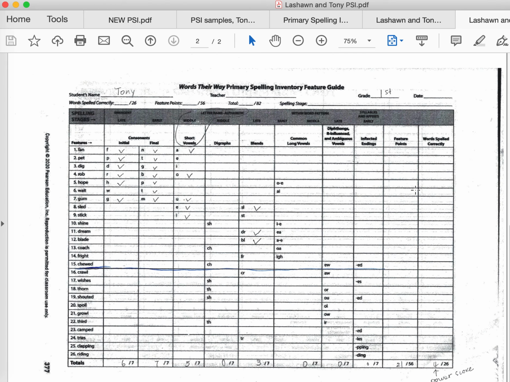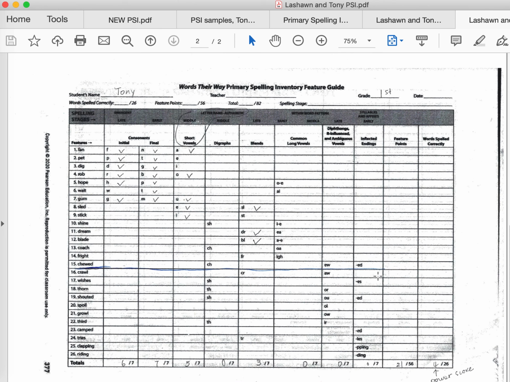Tony did not spell any digraph correctly, spelled 3 blanks correctly, and because he only attempted 15 words, he attempted the OE and the AI common long vowel spellings, but did not spell them correctly. Last, he did not spell any other vowels, diphthongs, r-influenced, and ambiguous vowels, or inflected endings correctly, for scores of 0 in these last 3 columns.